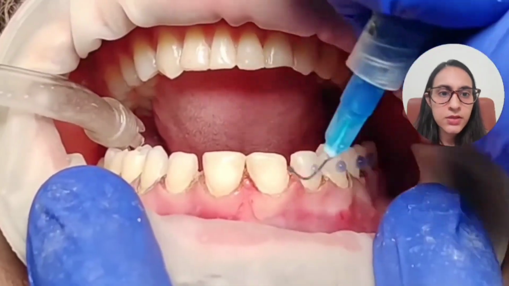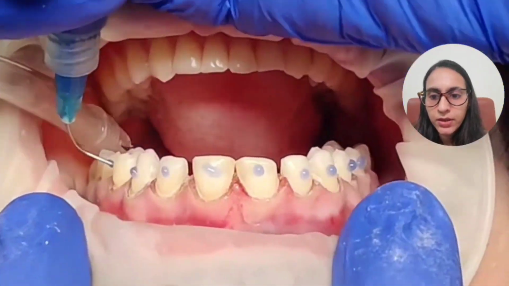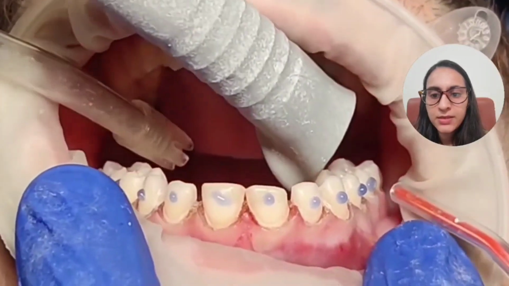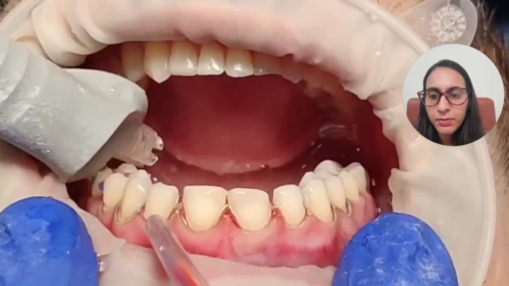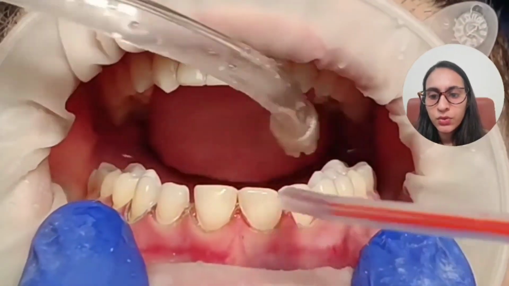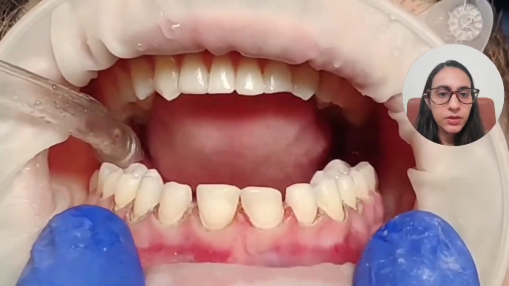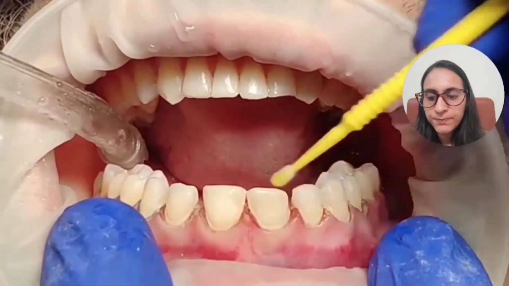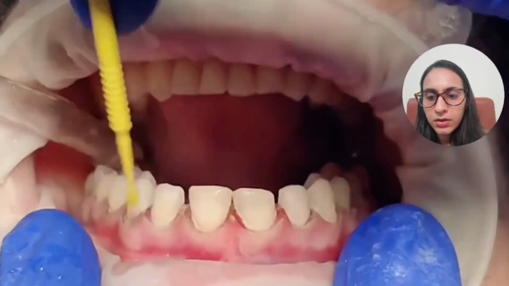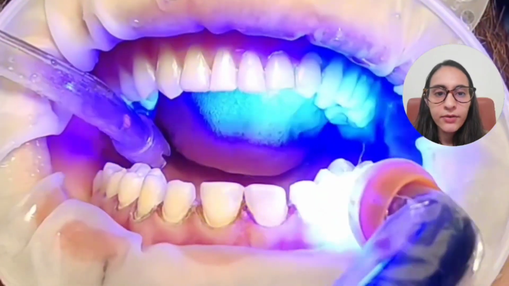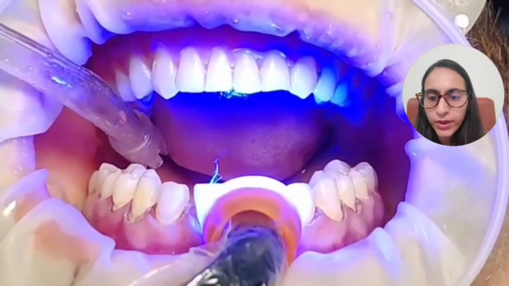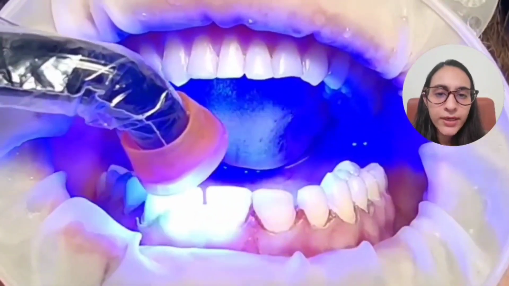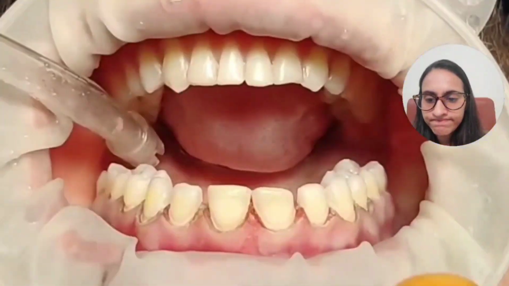Spot etching is when you etch only at a single place. See, this is the spot etching that we are doing, and you just place a spot of the etch, otherwise you won't be able to remove the restoration. After that, you apply the bonding agent and then cure it.